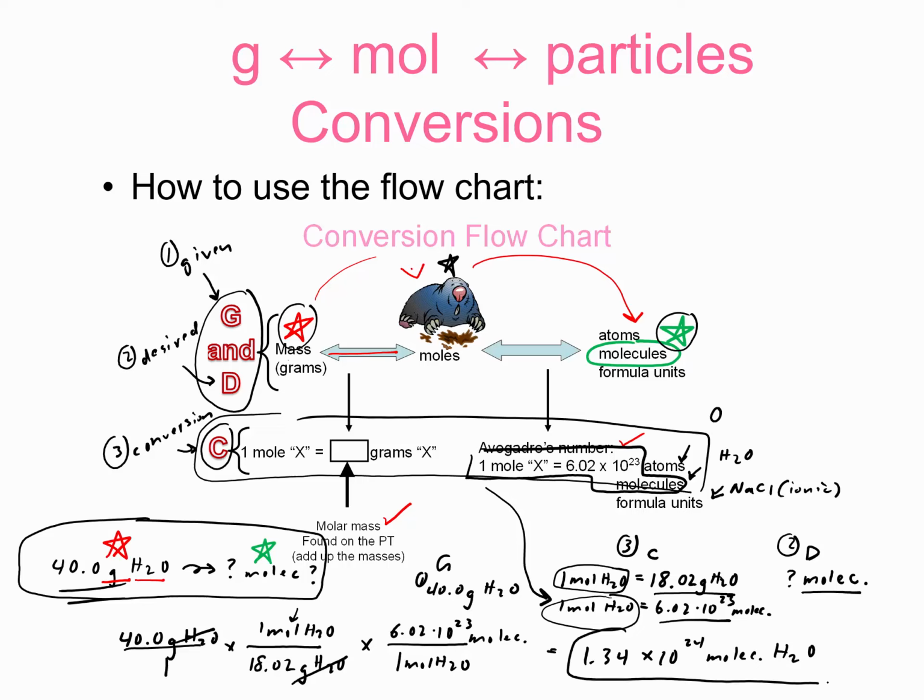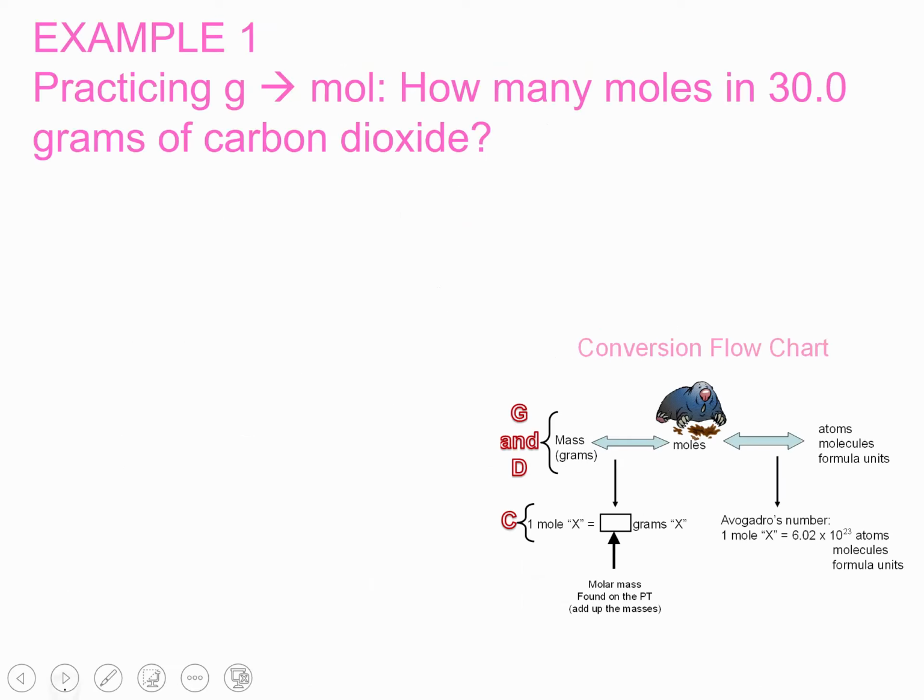In terms of moles, 1 mole of water is 18.02 grams. So if I have 40 grams of water, that's going to be a little over 2 moles, or 2 times Avogadro's number, as you can see here. So that's a little bit over 2. All right, so let's try a couple more practice ones.